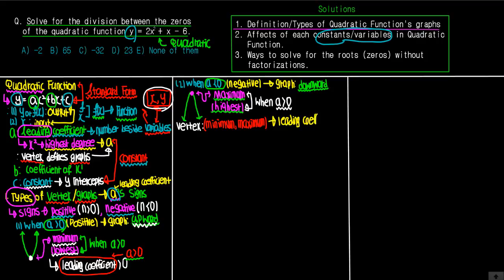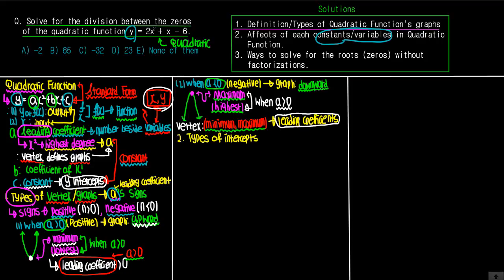This is the definition of our vertex and types of vertex, as well as the graphs in our quadratic function. And the second thing that we might talk about, as the second part of the things that we need to know in order to solve this question, will be: what are the types of our y-intercepts? Because we know that our c value, which is the constant, is our y-intercept.